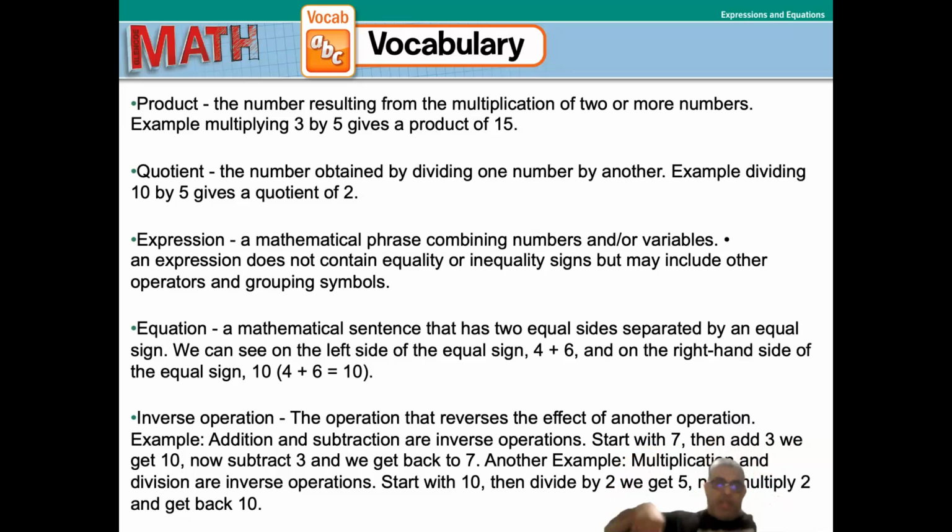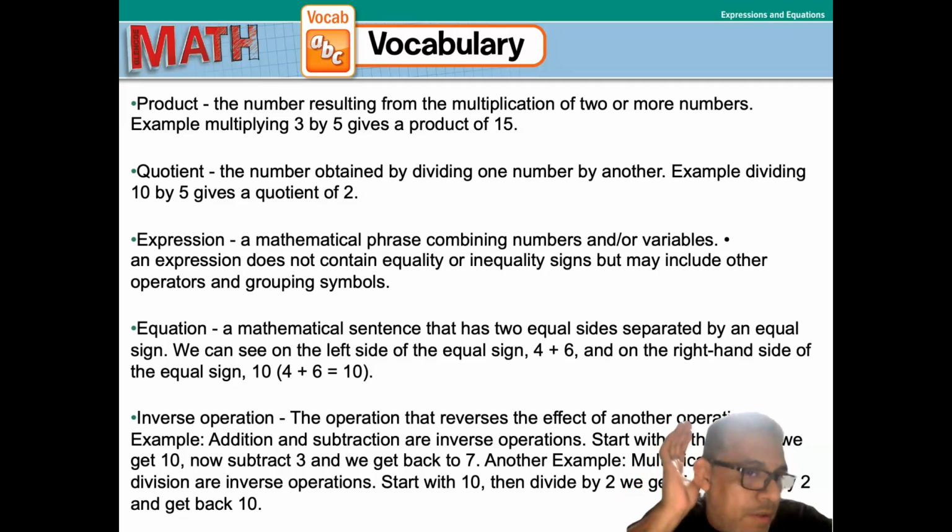What about quotient? The count of 3. 1, 2, 3. Read it out loud. The number obtained by dividing one number by another. The example is dividing 10 by 5 gives us a quotient of 2. So if I have a total of 10 items and I want to know if I have 5 groups, how many does each group get? They all get 2 out of those 10 items. Good job at reading. Stay with me.